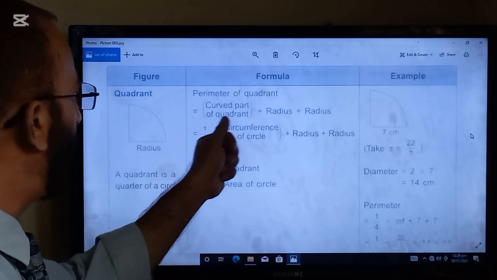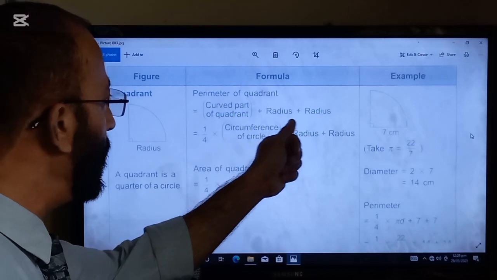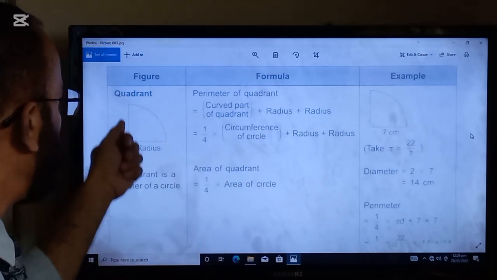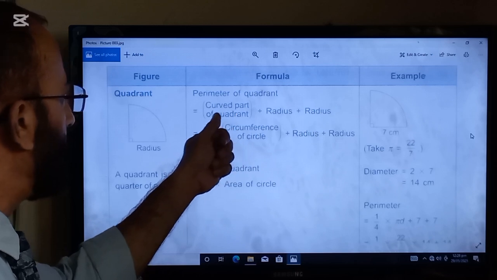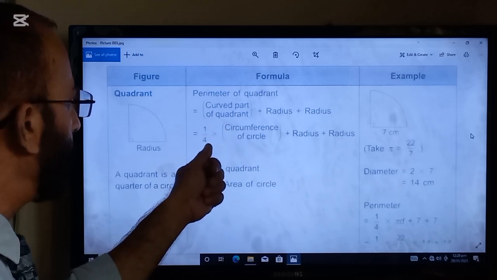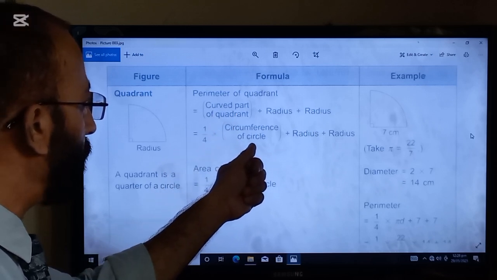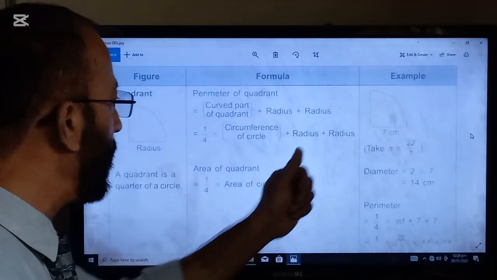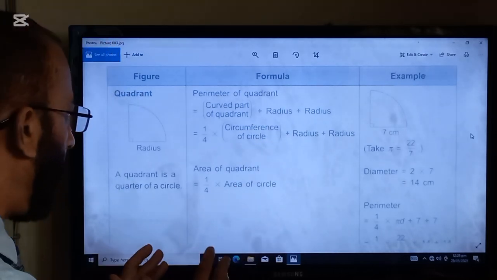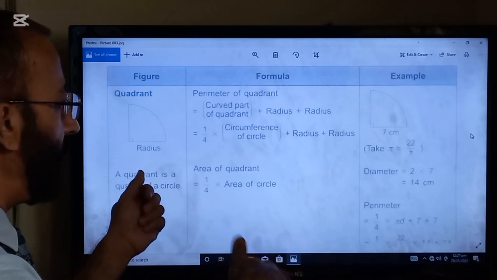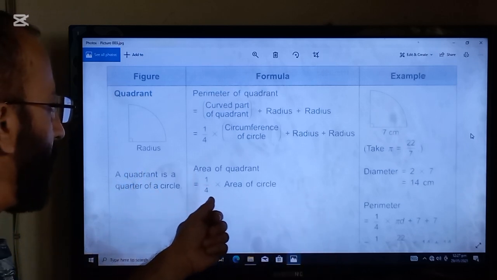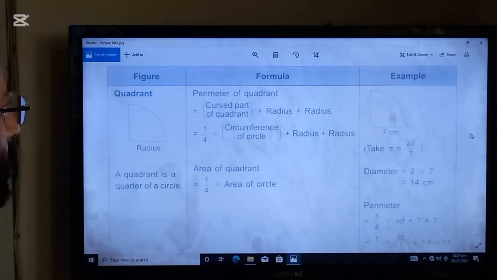So look here, curved part of the quadrant plus radius, because these lines are actually radius. So curved part of the quarter stands for 1 by 4 of the circumference of the circle, plus radius will remain as it is. And area of the quadrant will be fourth part of the full circle. So fourth part of the area of the circle.